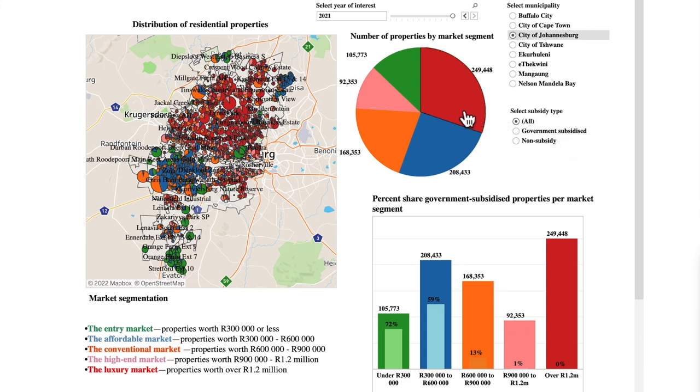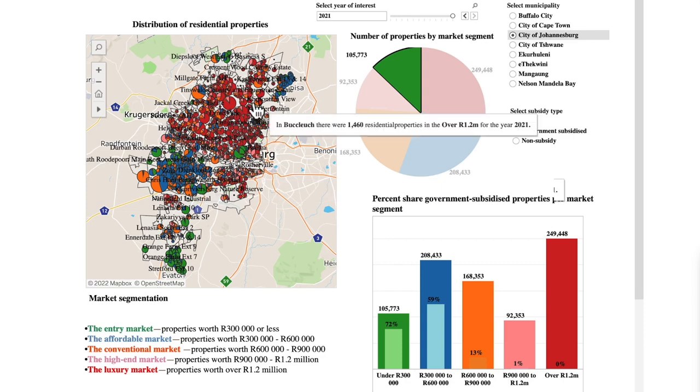So this pie chart here is basically showing the distribution of the number of properties by market segment. And you can see from this distribution that in the luxury market, that's where we have most of Johannesburg's properties. That's about 249,000 of them. In the affordable market segment, which is properties between 300,000 and 600,000 Rand, we have 200,000 properties there. And in the entry market segment, that's properties that cost less than 300,000 Rand, we have about 105,000 properties there.